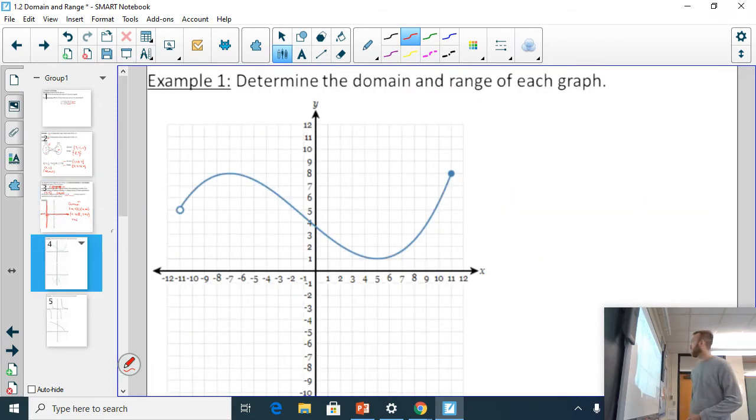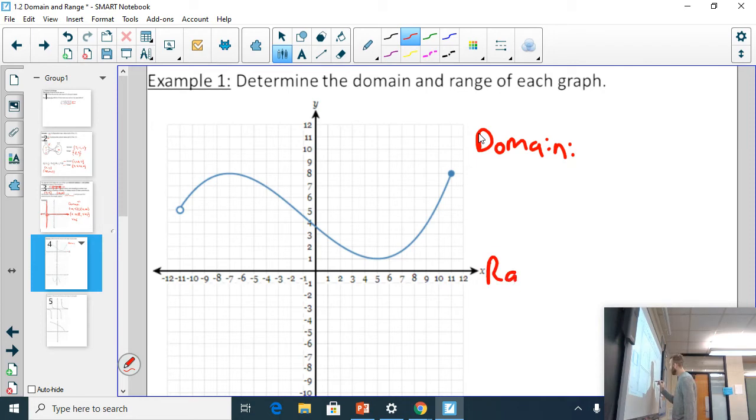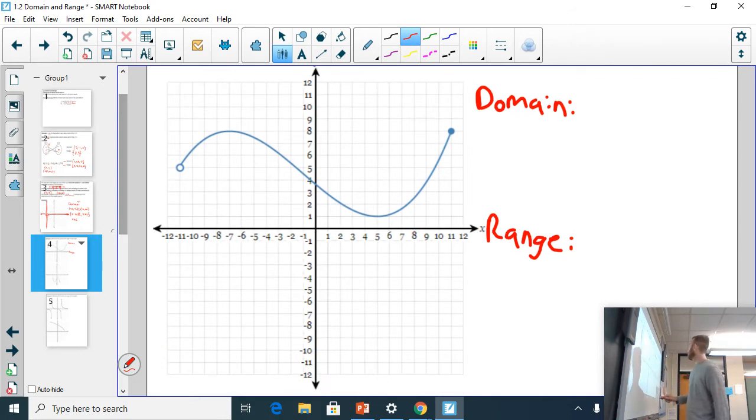And so let's look at a couple more of these graphs. Determine the domain and range of each graph. So for these ones, I'm going to like to use interval notation, just because I think those ones are going to work the nicest. So the domain, keep in mind, is all the x's. So let's look at the x's, right? This x-axis. And what's the farthest left we go? It looks like we're here at negative 11 is the farthest left we go.